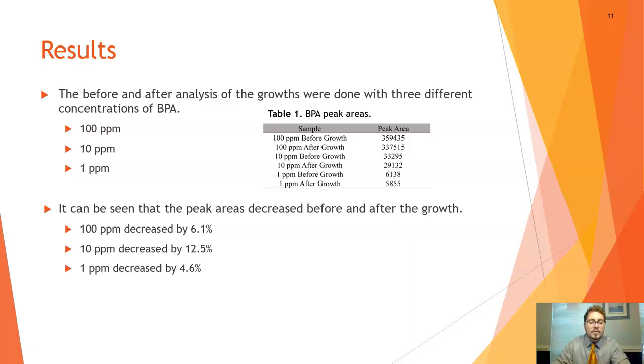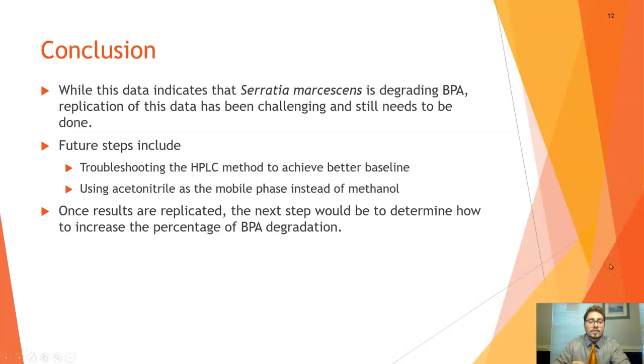So doing a little bit of calculations, the 100 ppm decreased by 6.1%, the 10 ppm decreased by 12.5%, and the 1 ppm decreased by 4.6%. So the BPA concentration was going down for sure, and that's because of degradation. So to the conclusion, while this data indicates that Serratia marcescens is degrading BPA, replication of this data has been challenging and still needs to be done.